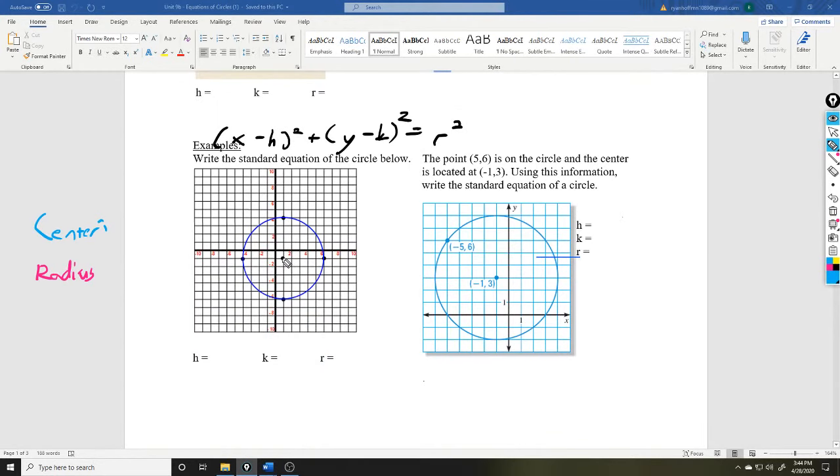The center, here it is. Center is here at 1, negative 1. So our x and y coordinate in the center. And then our radius is our distance. Distance out here. Okay, and so we count that. That's 1, 2, 3, 4, 5. So our radius in this case is 5.